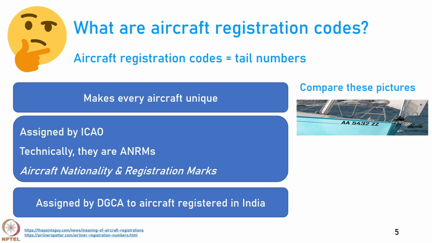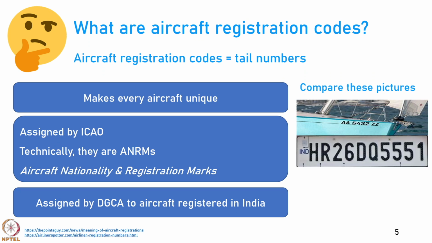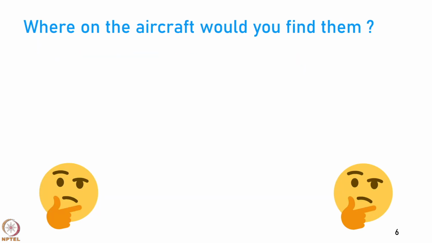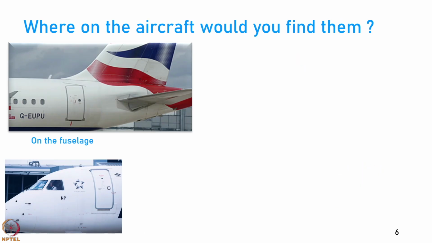Okay. Look at these pictures. Here you see a boat with some number written. This is the typical nameplate of a vehicle, and this is a similar thing for an aircraft. Here we see it below the wing. So where will you find these numbers? Either you find them on the fuselage. The figure on the top shows the code mounted on the rear fuselage on the bottom side.